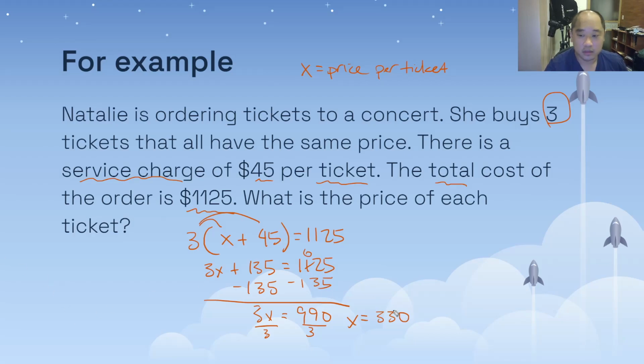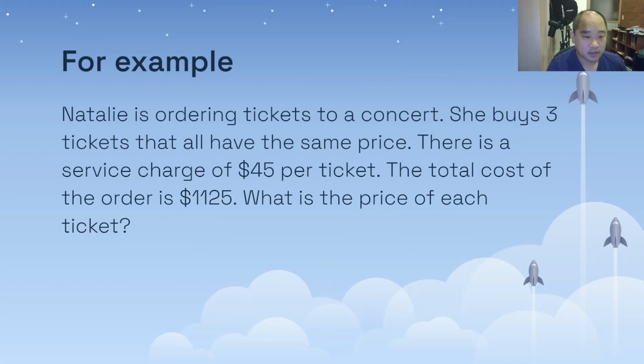330. $330. What is the price of each ticket? $330 per ticket. Please don't forget to include your units, whatever that is, in whatever problem you're talking about. All right, your turn.